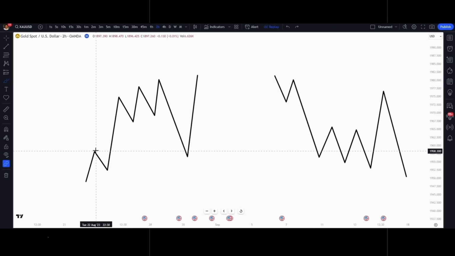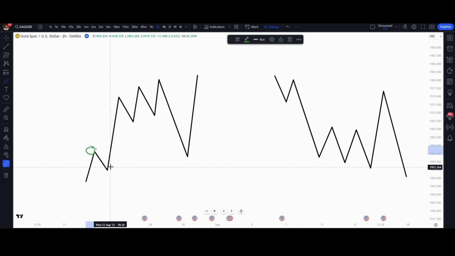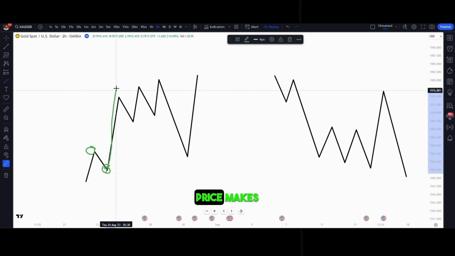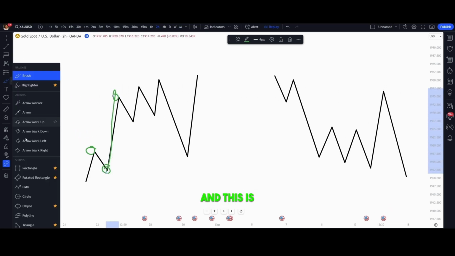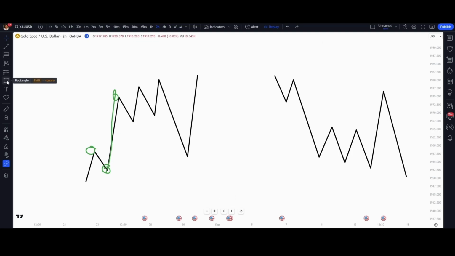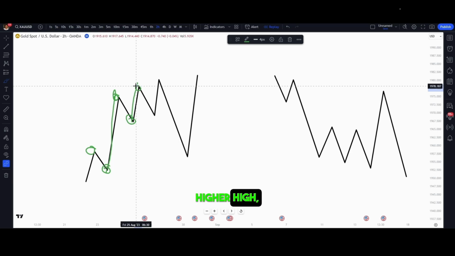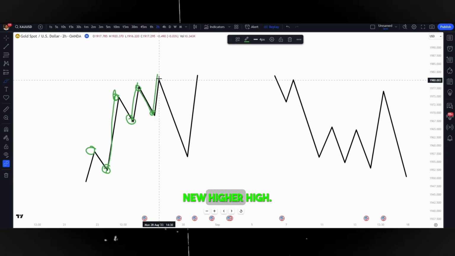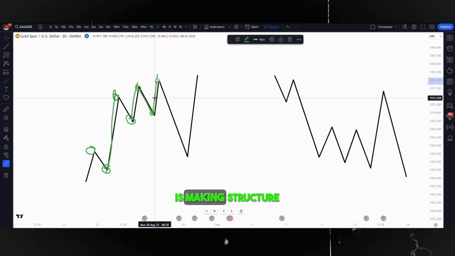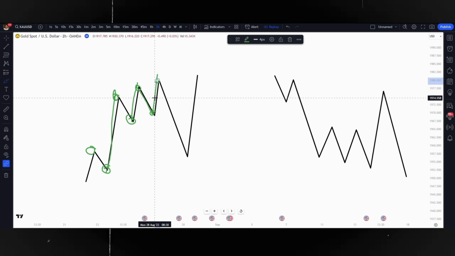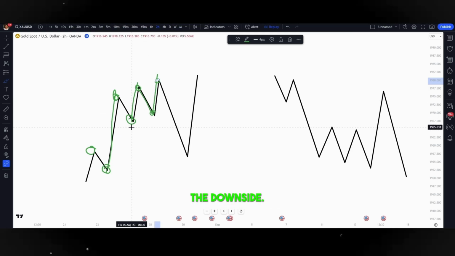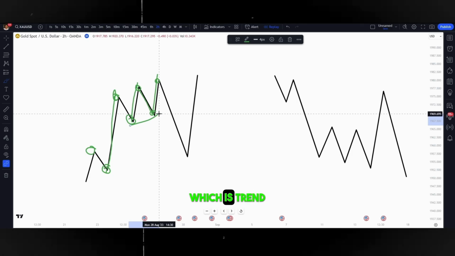As we can see, price has created a higher high over here, and this is a higher low. Price makes a new higher high, and this is an imbalance over here. So if price is making a new high, and this is a higher low, this is a new higher high. If price is making structure to the upside, it's also making liquidity to the downside. So this is downside liquidity, which is trend line liquidity.